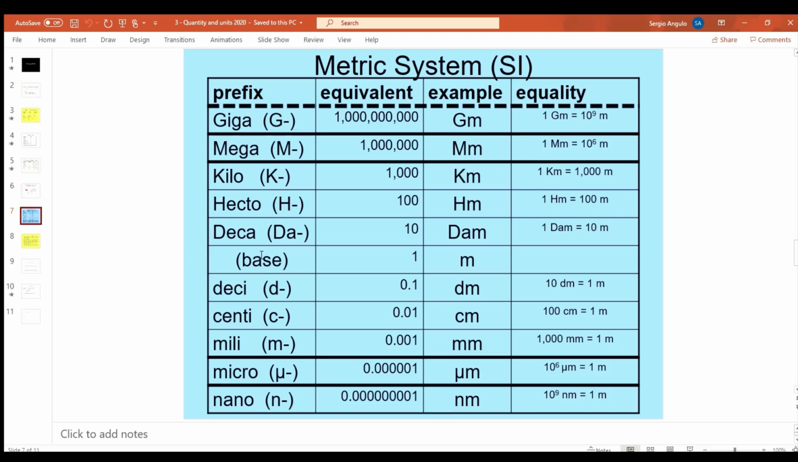Okay, so if you take a look at this chart that I have here in blue, right here in the middle, we're going to start in the middle. Don't start at the top, don't start at the bottom. Start in the middle right here. This row right here in the middle is what we call our base unit. And the base unit could be any unit that you are using to measure a certain quantity.